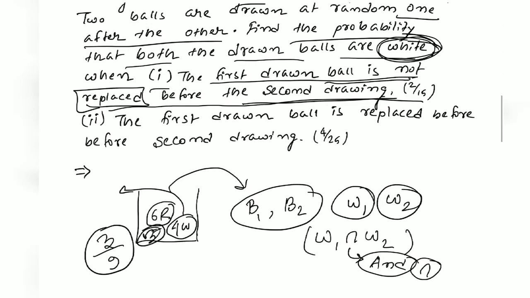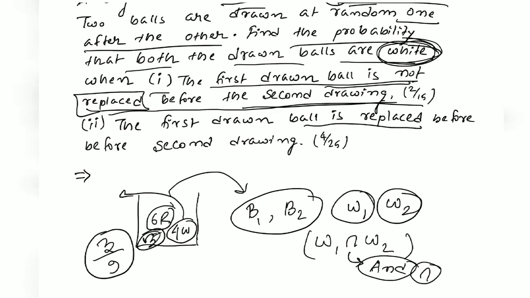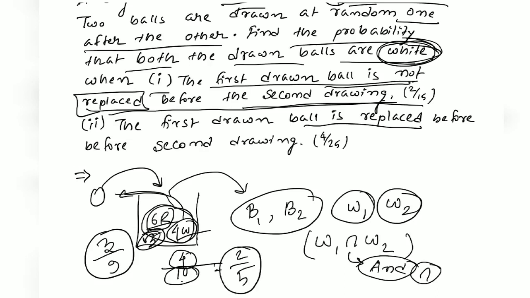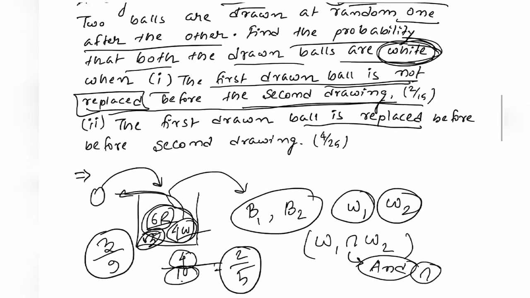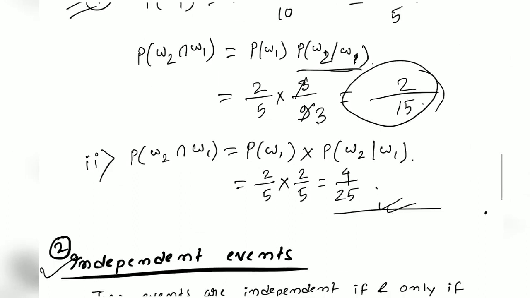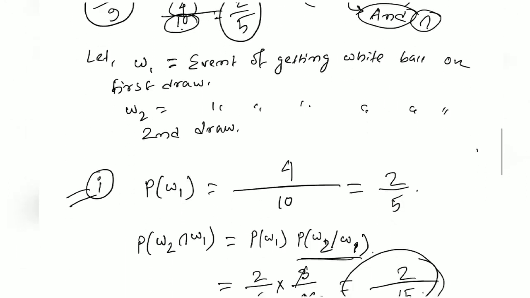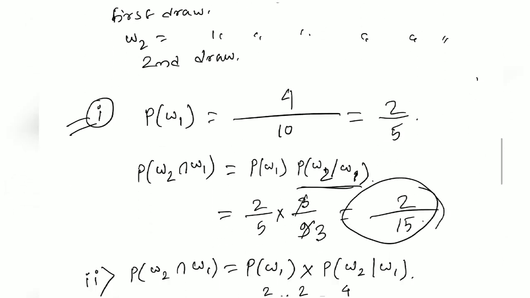Now in the second condition it's been given that the first drawn ball is replaced, which means you draw this ball and then put this ball again into the box, which means here again you are having 6 red balls and 4 white balls, so you are having total balls as 10 and white balls as 4, which means the probability of getting a white ball is 2 by 5. So you just multiply here 2 by 5, so you are getting 4 by 25. So that's the way in which you can solve the conditional probability problem. After that we will see some other problems in the next videos.